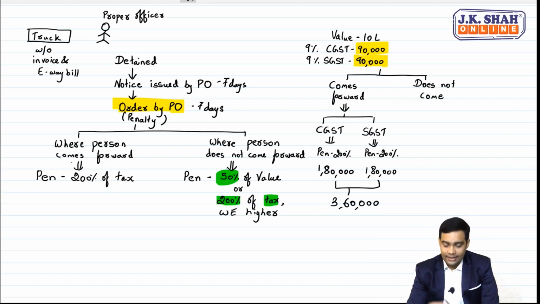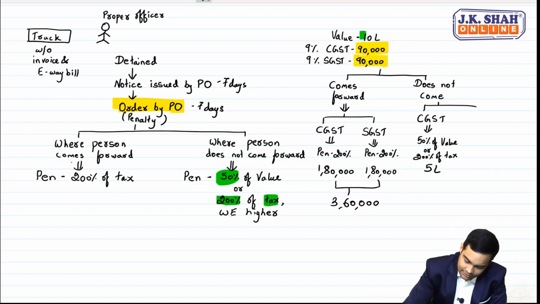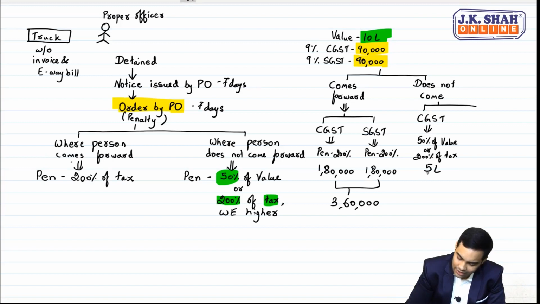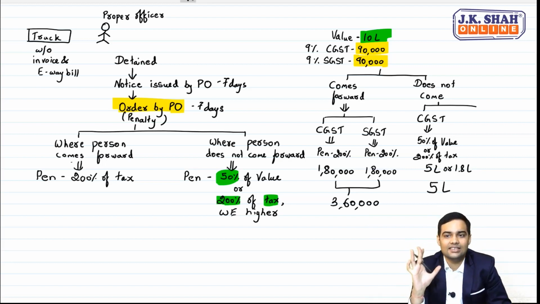No problem. If he does not come forward, let's do the calculation for CGST. 50% of value or 200% of tax. See, 50% of value will be 5 lakh. Sir, how did you get that? Value is 10 lakh, no? 50% of this is 5 lakh. 5 lakh or 1.8 lakh, whichever is higher. Which is higher? Sir, 5 lakh is higher. Do you agree that if he does not come forward, penalty under CGST law will be 5 lakh? Because 5 lakh is higher.